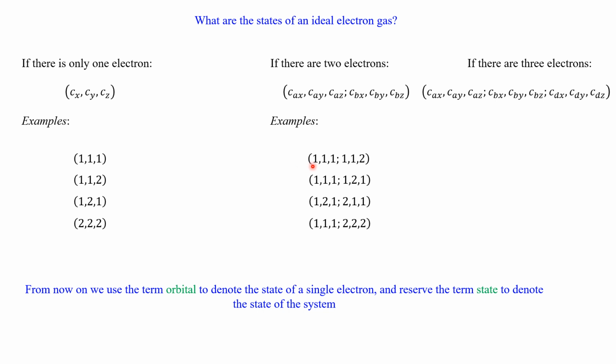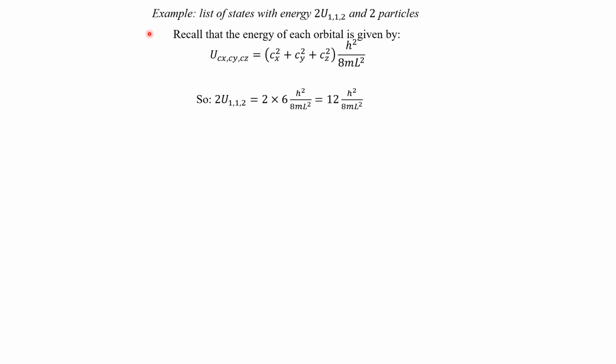So in our pretend system, 111 denotes a single orbital, so it cannot be repeated in a single state of the system. And also recall that we cannot simply swap orbitals, because that would not change the state of the system, because electrons are indistinguishable. So let's take a look at an example now. Let's suppose we want to build a list of states of the system with energy twice the energy of the orbital 112 and 2 electrons.